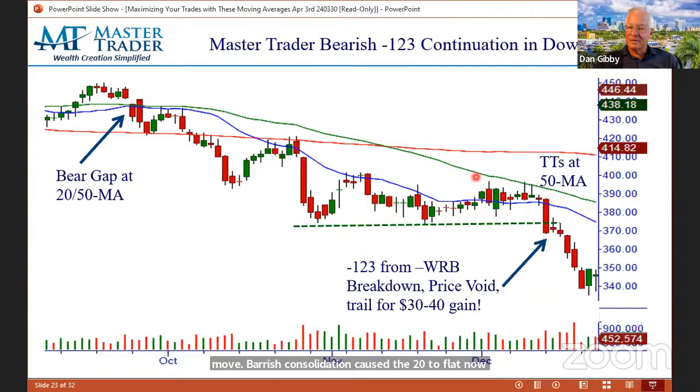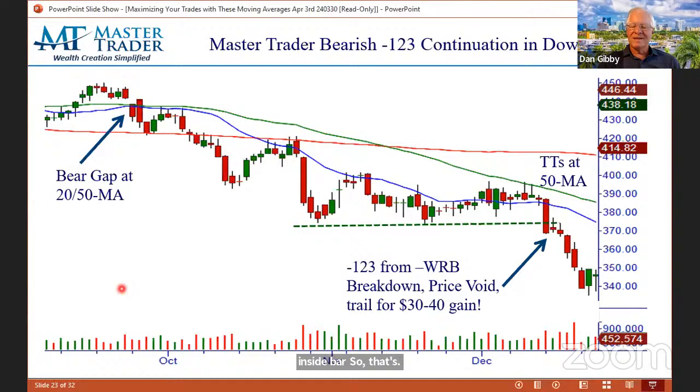All these topping tails are telling me attempted breakout failed. Wide range closing breakdown, bearish inside bar, price void. It's what we just call a no-brainer setup.